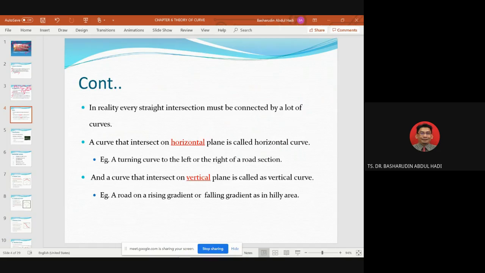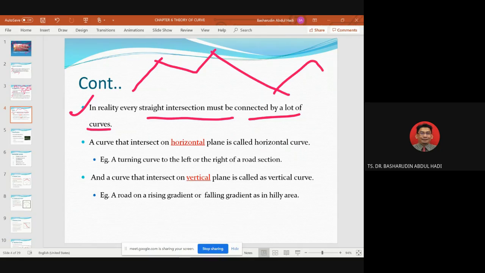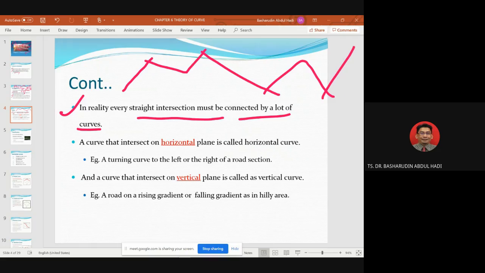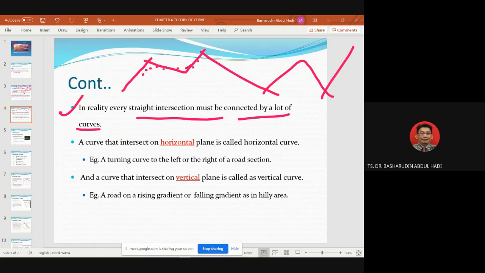In reality, every straight intersection must be connected by a lot of curves. That is normal for the highway. For example, we have like this, we go like this, we go like this. This is the road alignment, and then we construct the curve here, the curve here, the curve here, the horizontal curve, or you can also explain the vertical curve, alright? And this is the reality because we want to save money.